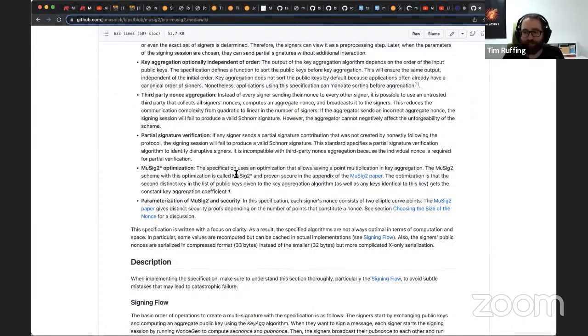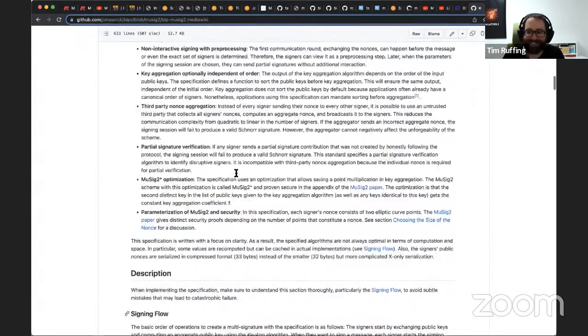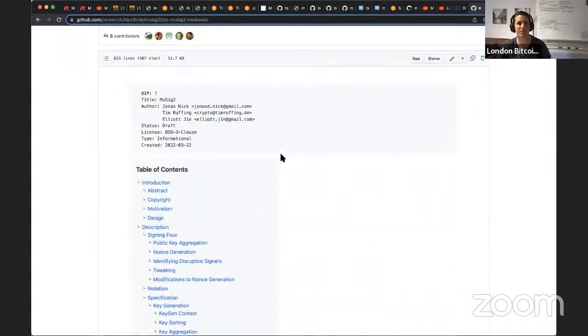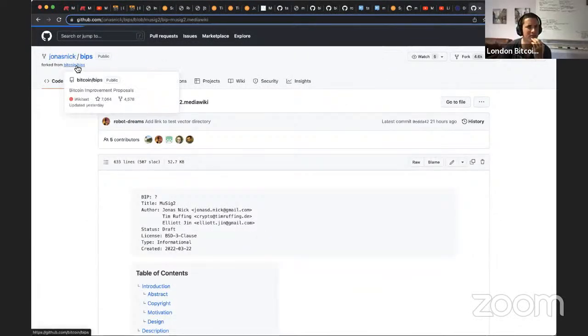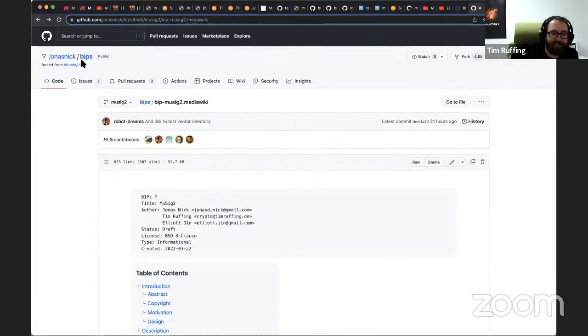Maybe go to the issue list, because then we have. Oh, the issue list in the BIPs repo, you mean? In the repo here. In exactly this repo here. In Jonas Nick's fork or the actual repo? Yeah, and in the fork. Oh, Jonas Nick's fork. Okay, sorry.